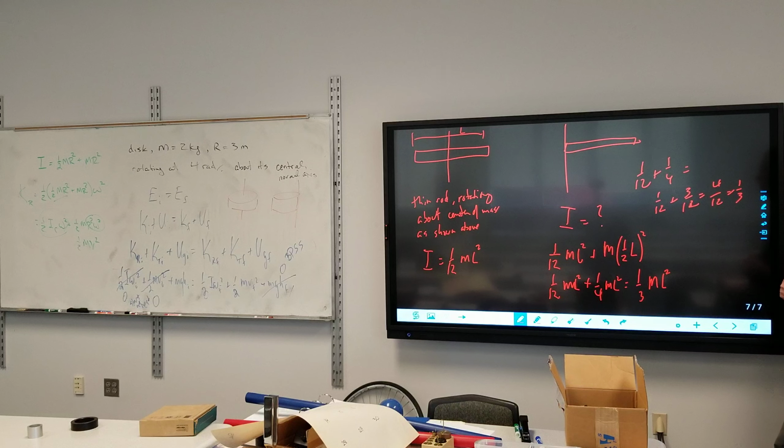So now you can figure out moments of inertia of not just the shapes they have, but other shapes. All right, questions to share?